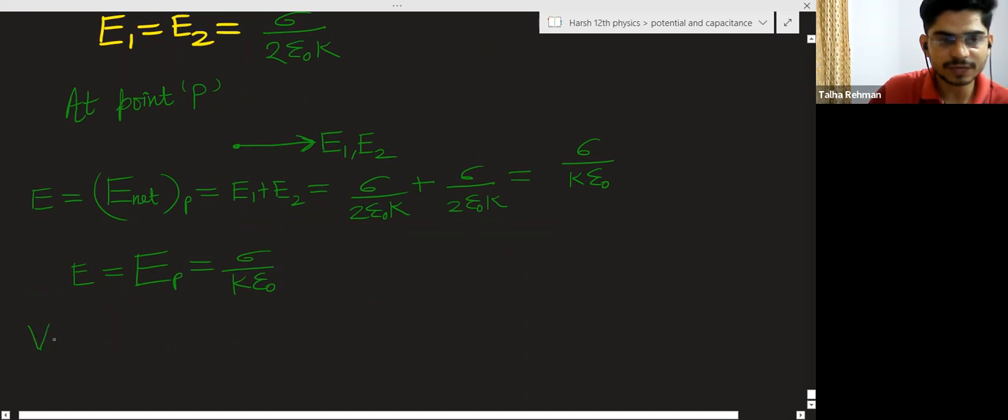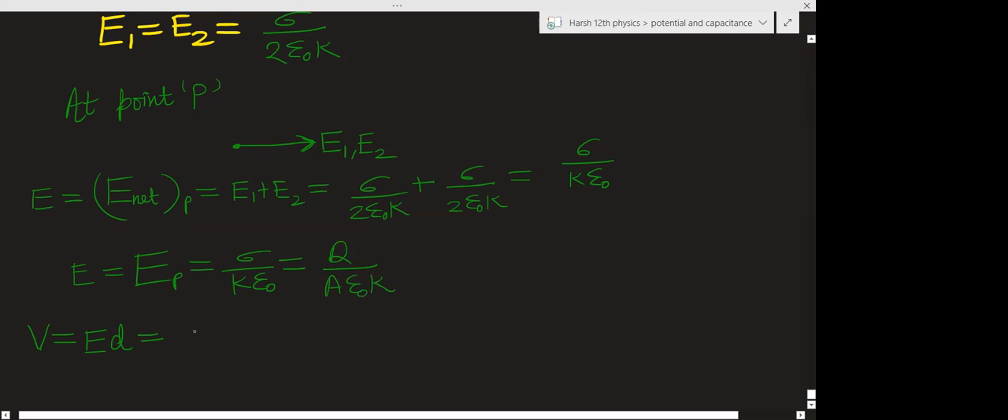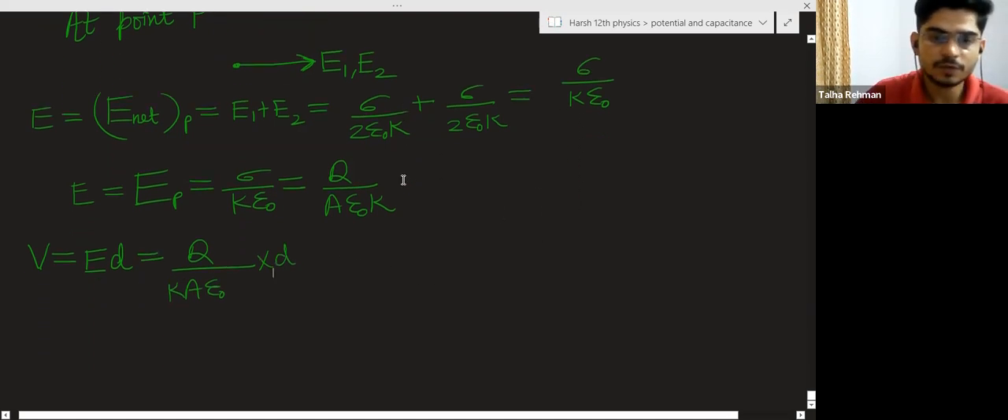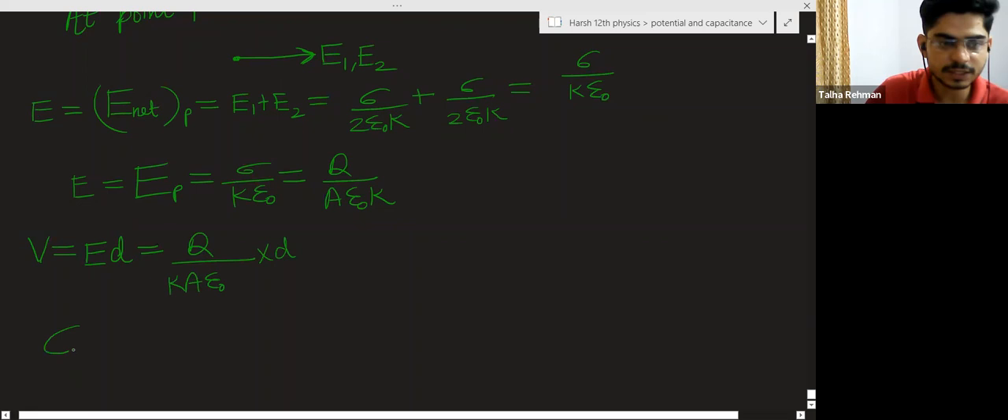So if I want to calculate the potential, we have E into d. What is E? Sigma is equal to charge upon area, so I can write the electric field as Q by A k epsilon naught, multiplied by d. Now from here I can calculate the capacitance Cm, which is the capacitance when some dielectric medium is placed.